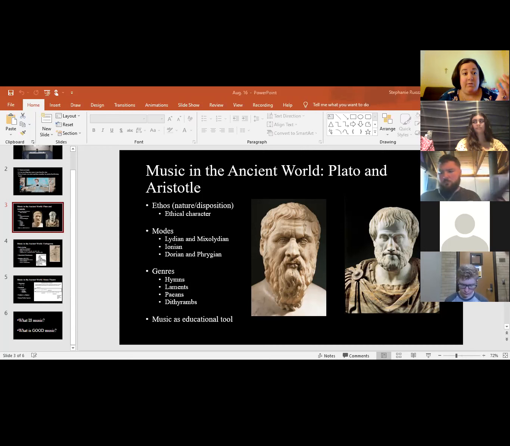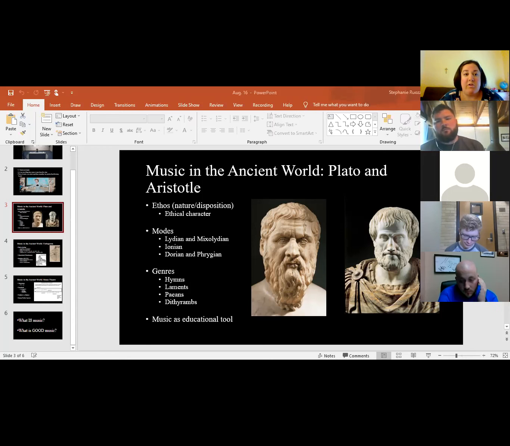Now, how does this relate to music? Well, different modes, and we'll talk about what those modes are shortly, but different musical modes had different effects on humans. So again, the ethos of the music has its effect on us based on our ethos. And music can change the way we interact with the world around us because its nature acts on our nature.